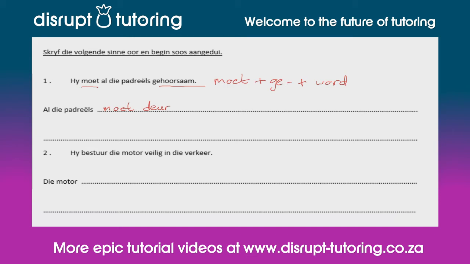But please be careful about the form of the subject. He must obey all the road rules. All the road rules must be obeyed by him. So we have to say deur hom.